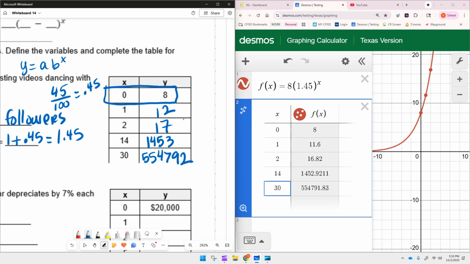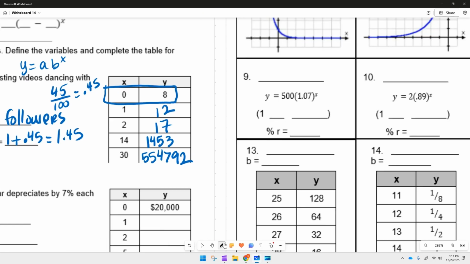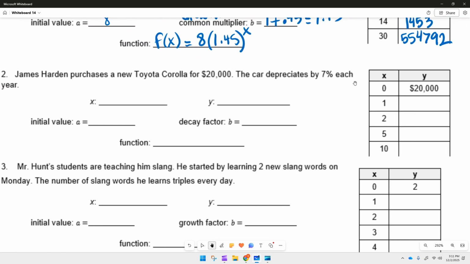Okay. There is some leeway in here. You're going to be able to pick the right value based on rounding on your answer choices on the test. For right now, just give me a ballpark of your rounding in terms of what you're thinking about and looking at. Okay. So for example, we're looking at the next question here on number 2. All right. Here we have James Harden is purchasing a Toyota Corolla for $20,000. So again, that is our A value. So 20,000.